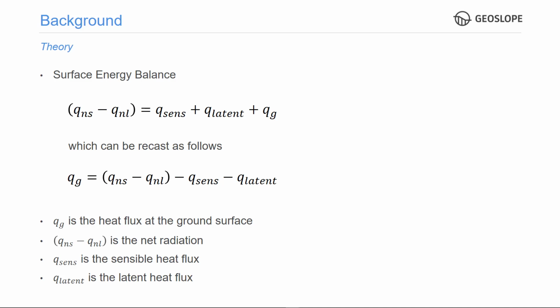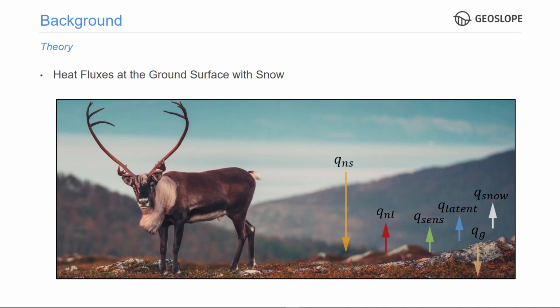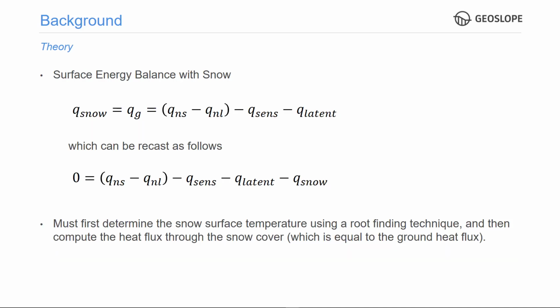Let's now add a degree of complexity by introducing the effect of a snow cover, so the white arrow on the right-hand side of the slide. For simplicity, we assume that the heat flux through the snow cover is equal to the heat flux at the ground surface. In other words, we assume that the snow has no capacity to store energy.